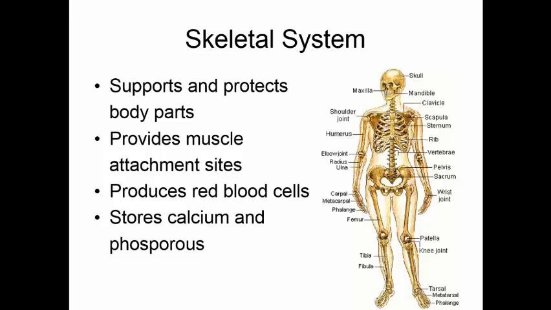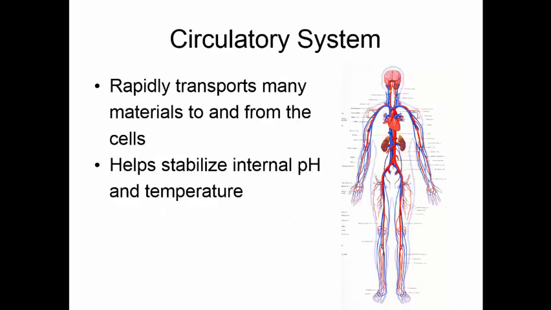body needs it. Circulatory system is all about rapidly transporting things throughout your body. So picking up oxygen, taking it to your tissues, picking up the carbon dioxide and bringing it back so it can be exhaled. Dropping off nutrients to the tissues and picking up waste products, carrying around hormones, stabilizing internal pH and body temperature, all those types of things. So circulatory system is very important. So this includes all your arteries, your veins, your capillaries, and your heart.